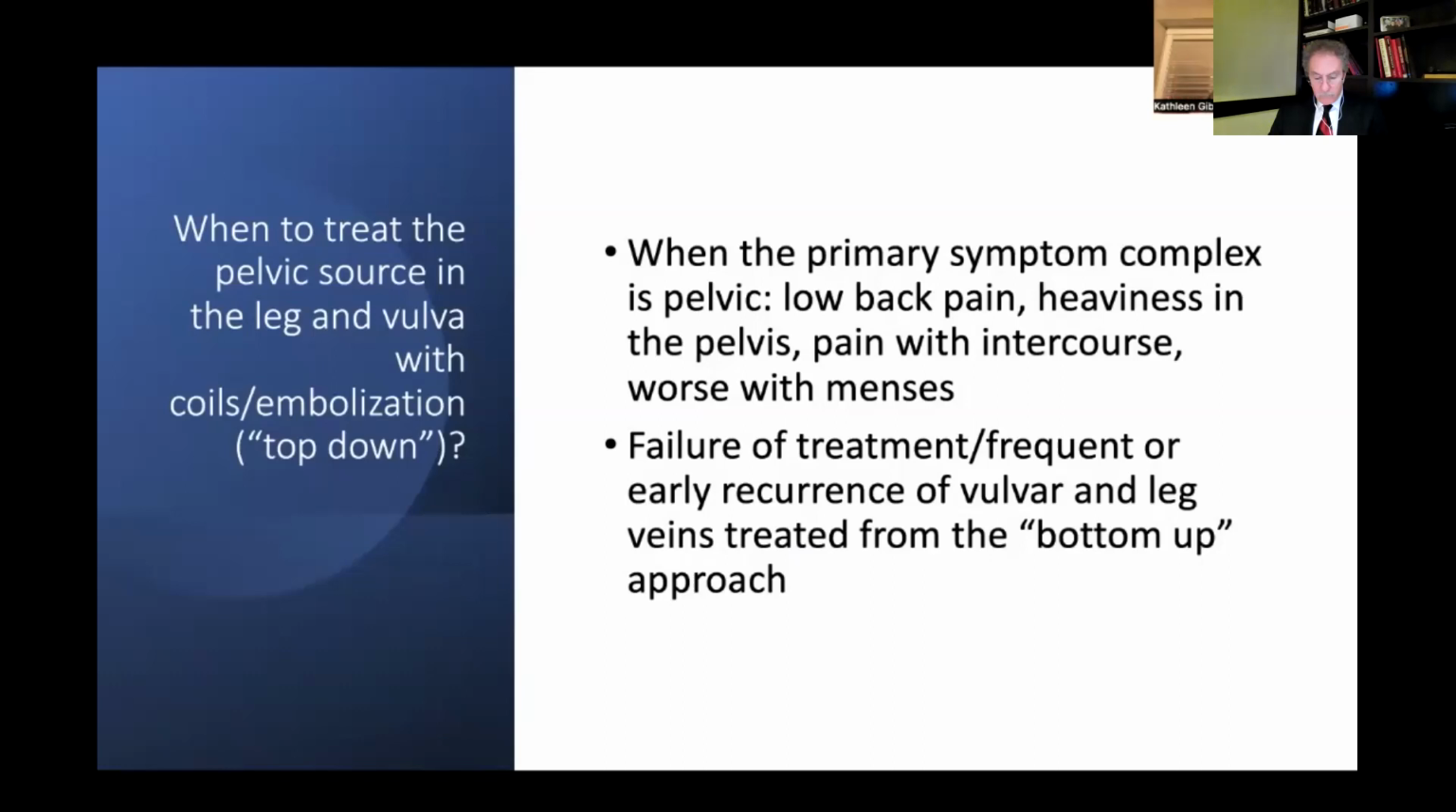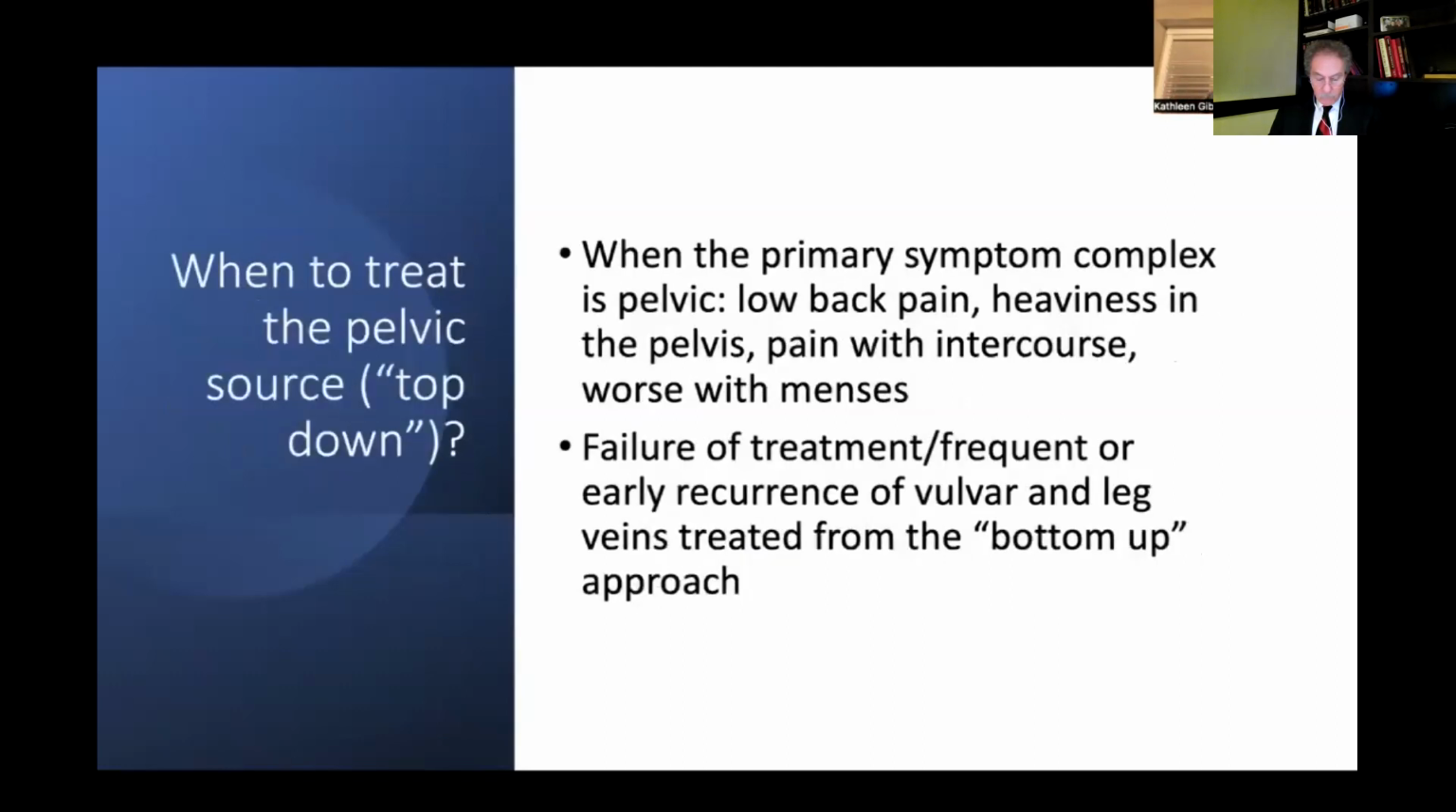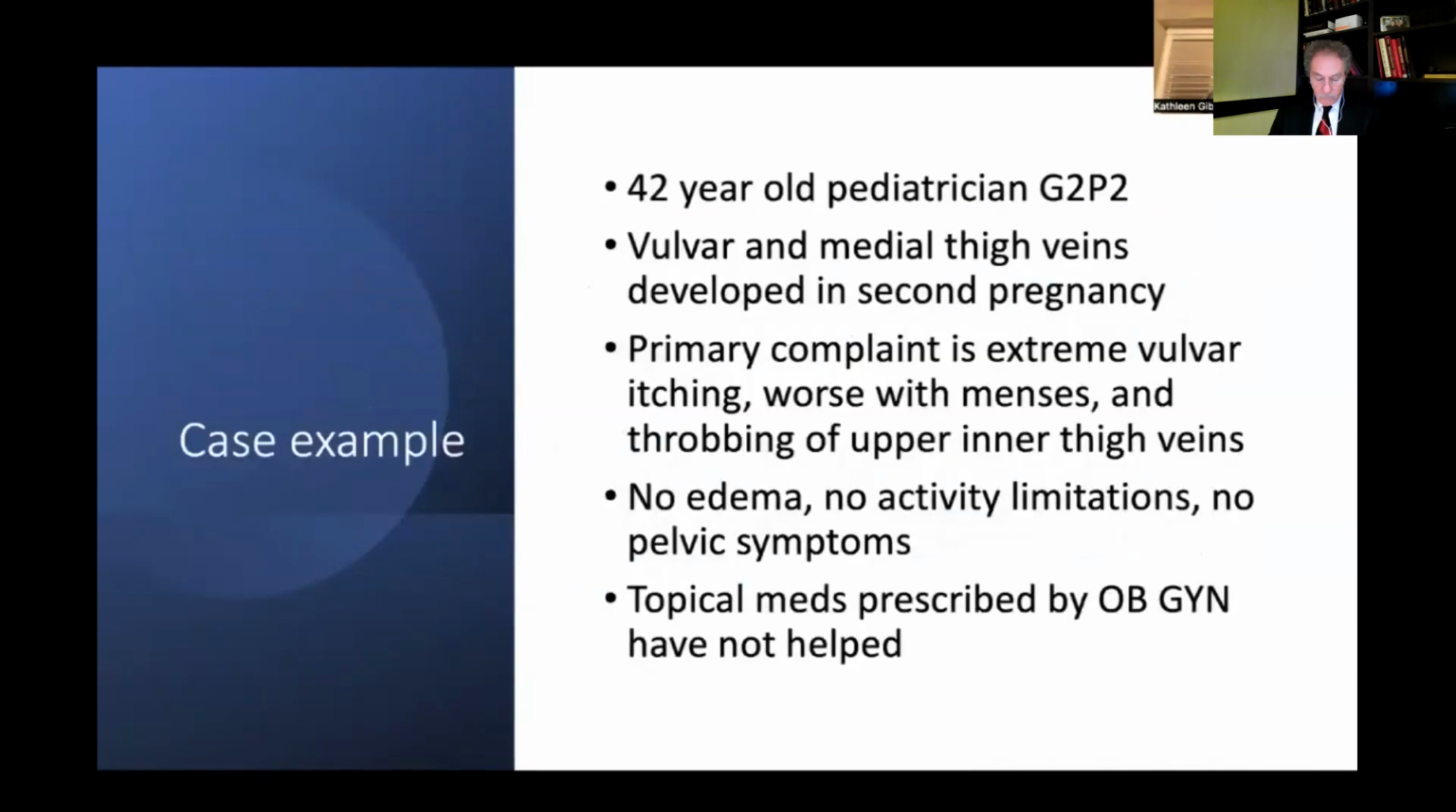I treat with coils or stenting from the top down when the primary thing that the patient is complaining about is pelvic, flank, low back, that's their main complaint. Or if I've treated them from the bottom, treated the vulvar or leg veins, and they have not gotten better or recurred quickly. So a case example, this is a 42-year-old pediatrician that's had 2 children. She has vulvar and medial thigh varices that developed in her second pregnancy, and her primary complaint is extreme vulvar itching. She'd had multiple courses of anti-yeast treatment. She said this is worse with menses, and she had throbbing in her upper inner thigh veins. She had no edema, no activity limitations, and no pelvic symptoms. And the topical meds prescribed by her OB/GYN had not helped.